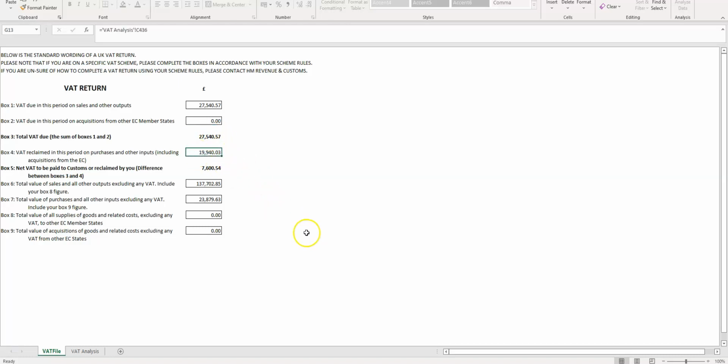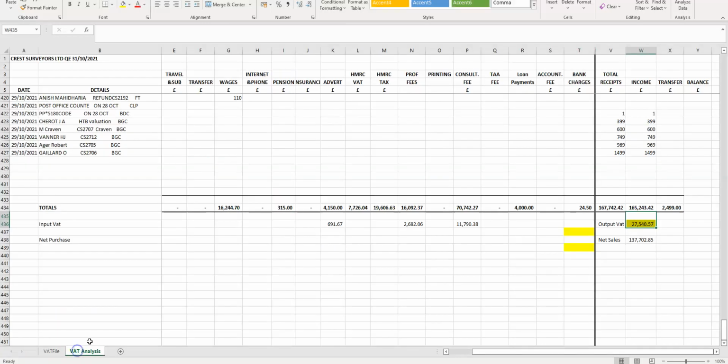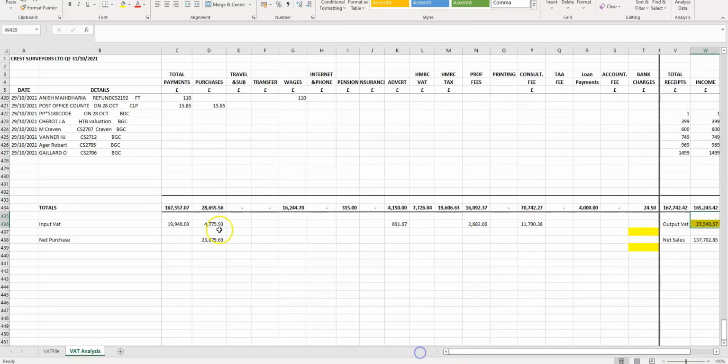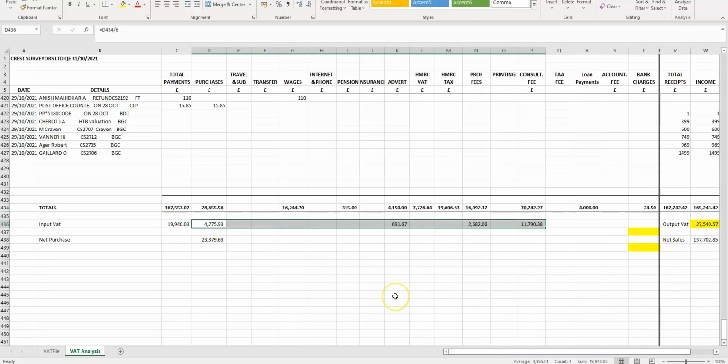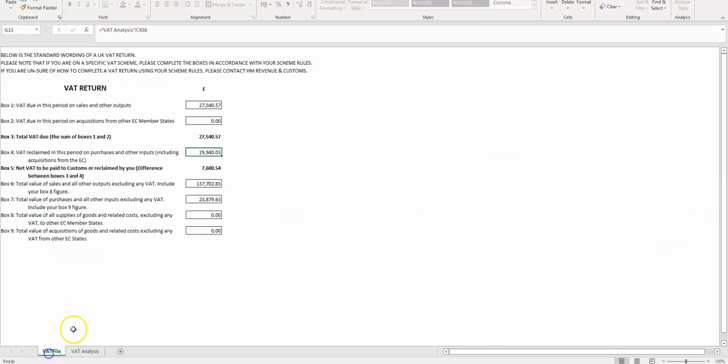Box number 4 is all about how much VAT we're going to claim from HMRC. So HMRC will pay us back. So you're going to check that. That is the total of the input VAT, that is 19,940 is the total of this. All this VAT we can claim back. So you can see here is 19,940, and after that, the difference is 7,600. This is my net VAT that I have to pay because my output VAT is 27,000 and the input VAT is 19,000. That means we have to pay to HMRC. If it is the opposite, we're going to claim it back.